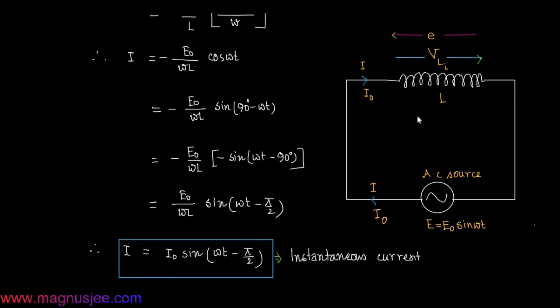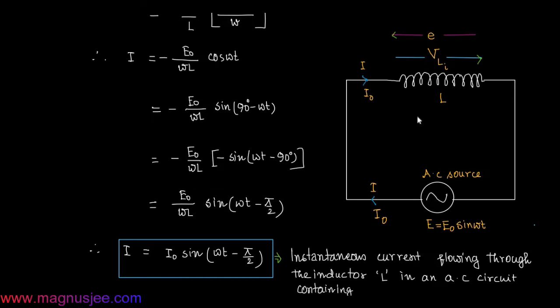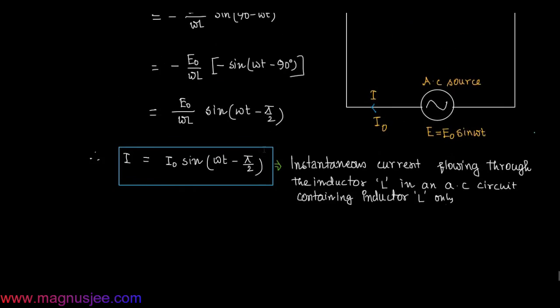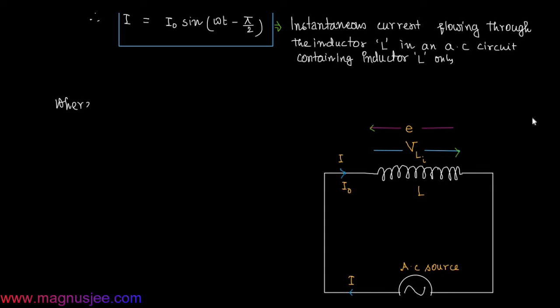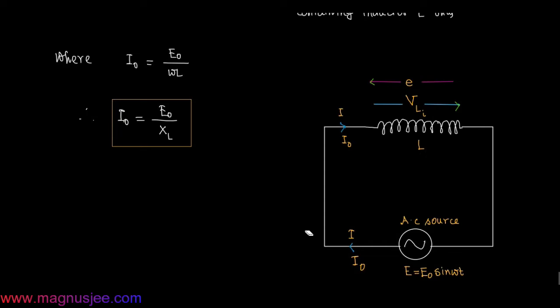That is the instantaneous current flowing through the inductive coil of self-inductance L. I is equal to I0 sin (omega t minus pi by 2), which is the instantaneous current flowing through the inductor L in an AC circuit containing inductive coil L only, where I0 is equal to E0 divided by omega L. Therefore, I0 is equal to E0 divided by X_L.